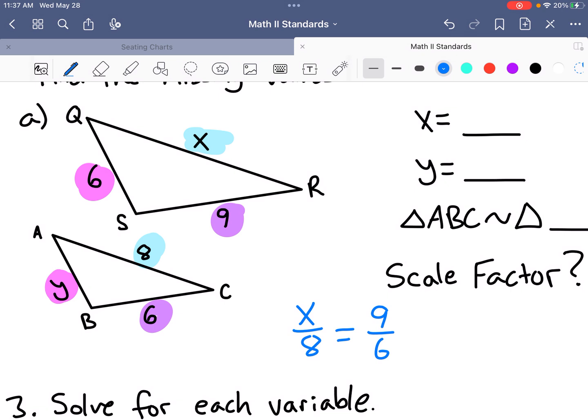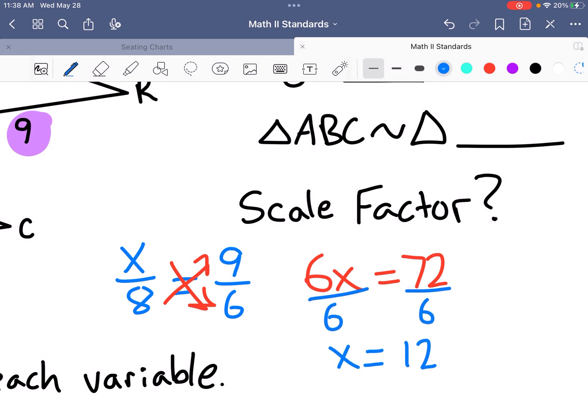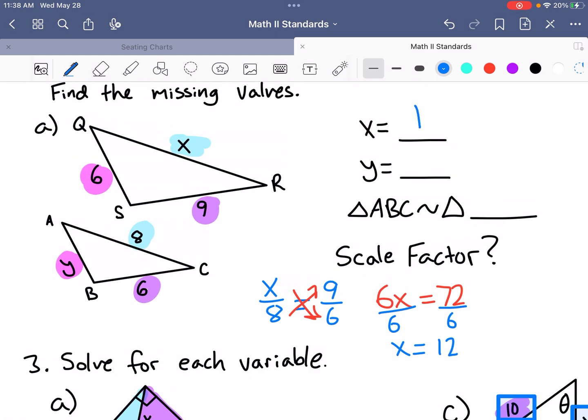So the next thing you would do is cross multiply, and you would get 6x equals 72. And then you would divide both sides by 6. It's just general equation solving, and you would get 12. x should equal 12. You can do the same thing to find y. You can do y divided by 6 equals 6 divided by 9, or knowing that this is 12, you could go y divided by 6 is the same as 8 divided by 12. Doesn't really matter.